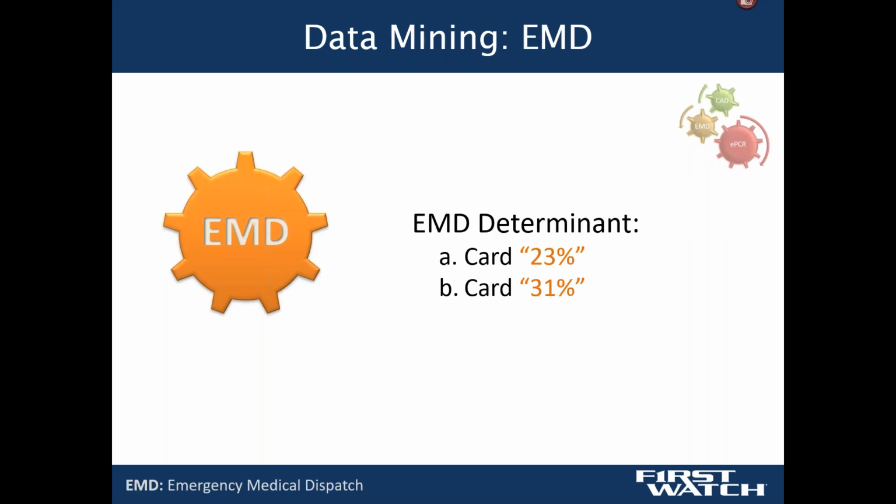From the EMD side, we needed to look for an EMD determinant, or ProQA code or card, whatever you want to call it. We're looking for a card of 23 or 31. A code 23 makes reference to an overdose, and card 31 makes reference to a person that's unconscious or man down. You'll notice that we added a wild card here, so we don't really care what comes after, as long as the code starts with 23 or 31.